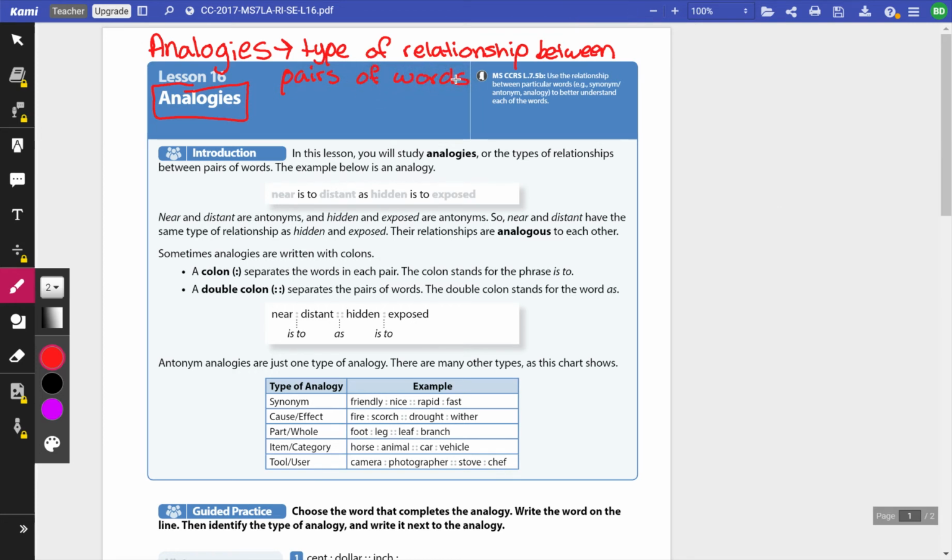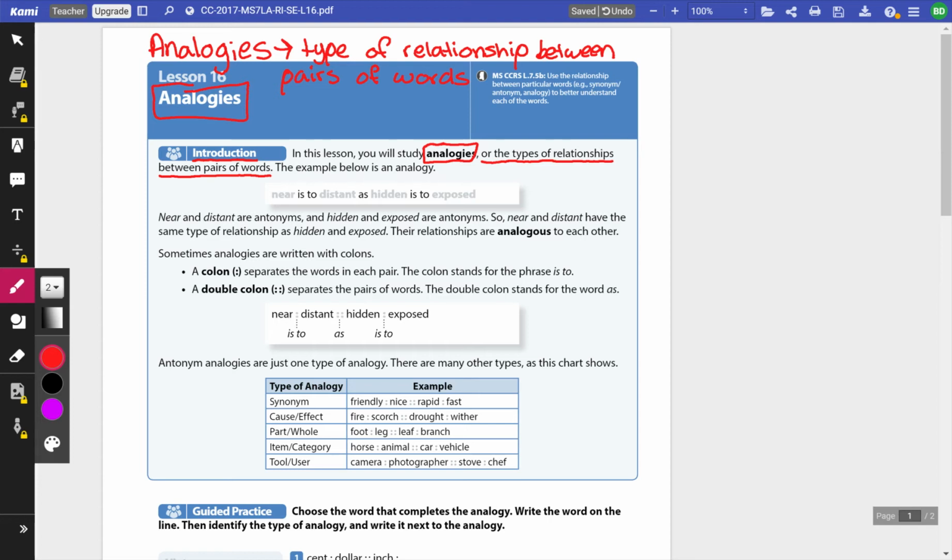Okay, so now that we've done that, let's get started looking at our introduction. So in this lesson, you will study analogies or the types of relationships between pairs of words. The example below is an analogy. Okay, so this just gives us a definition of an analogy, and I underlined it in red for you to see. So an analogy is a relationship between a pair of words. So it's a relationship between two words.